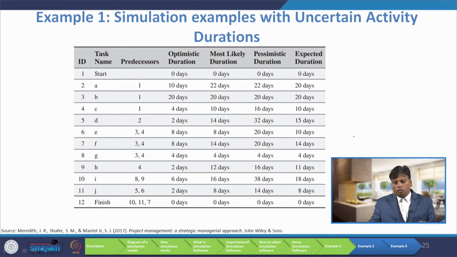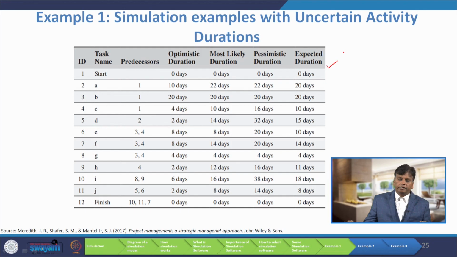Now, I have taken one example problem with uncertain activity durations. This problem I also explained to you in the previous lecture, but here there is one difference, the way we are giving the input, how we are defining the different distributions for the probabilistic inputs. So, this problem says that we have start, A, B, C, D up to J, there are activities, there are predecessors, then optimistic duration is given, most likely duration is given, pessimistic duration is given and the expected duration is also given. So, what are we going to do?